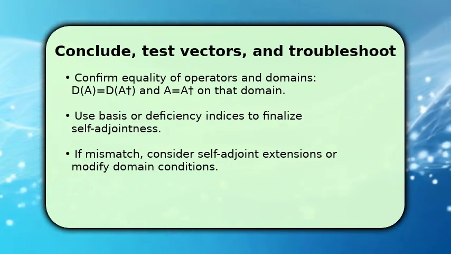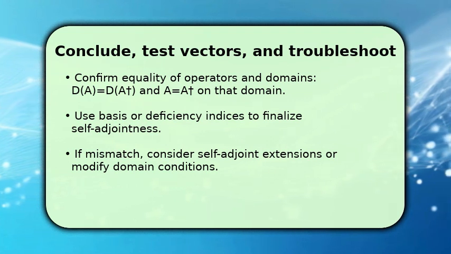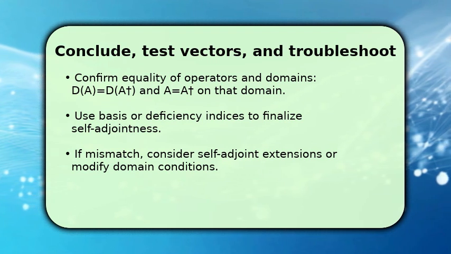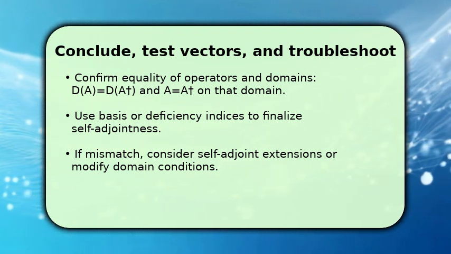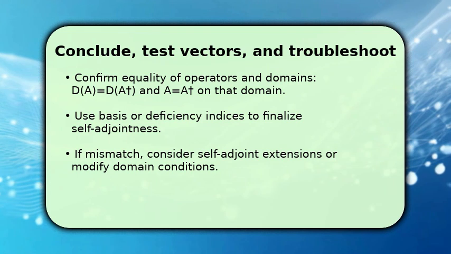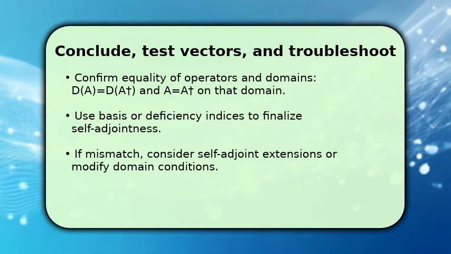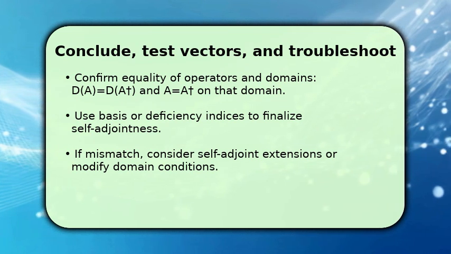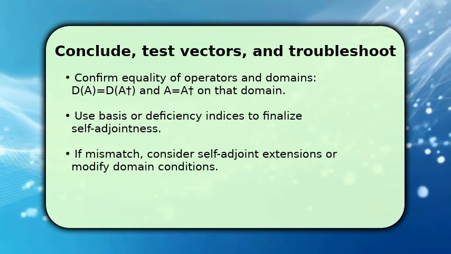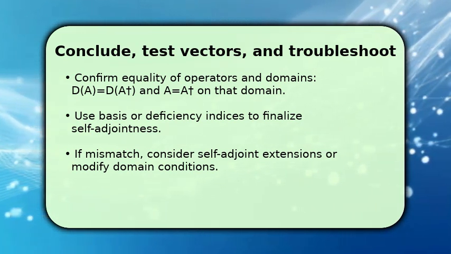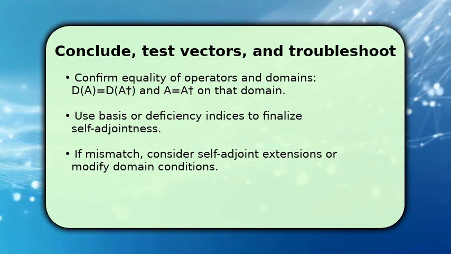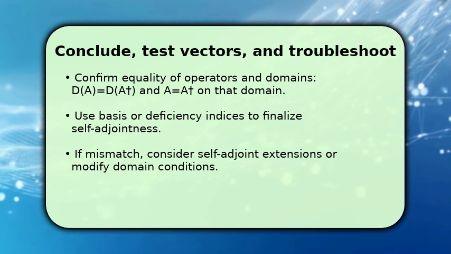You should test with several independent vectors and compute deficiency indices if possible. Zero indices imply a unique self-adjoint extension. If you find domain mismatch or leftover boundary terms, don't panic. Adjust the domain or impose boundary conditions to remove them, or construct self-adjoint extensions. One troubleshooting tip: if boundary terms persist, try alternate dense domains or matching boundary conditions to restore equality.